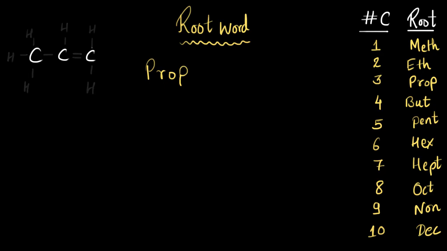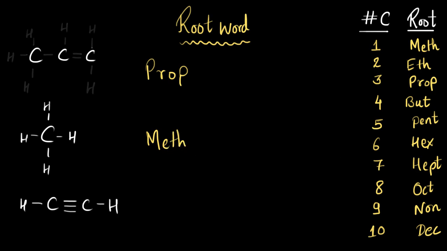Similarly, let's look at one more example. Can you pause and guess what will be the root word for this compound? If you have tried it, let's see. See, this one has only one carbon atom, okay? And for 1, we use the root word meth. Let's look at one more example. Pause and try to name the root word for this one. So here, if you see, there are only 2 carbon atoms present. So here we will use the root word eth for this.